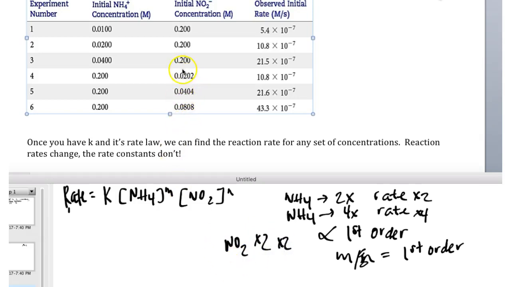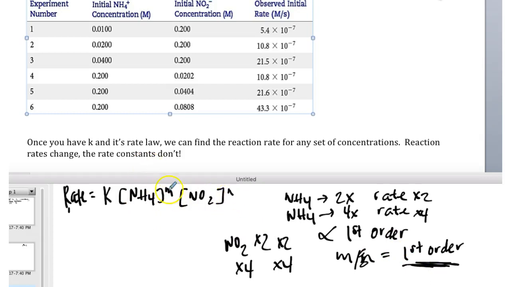Here, from 4 to 6, we could see that it multiplies by 4. And here, it's the same. We want this to be constant, so we could use 4 and 6. And because this multiplies by 4, this also multiplies by 4. So that means if we quadruple it, the rate goes up by a factor of 4 as well. So again, that also shows a first order reaction.